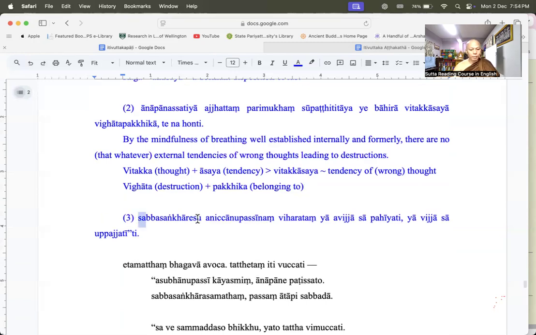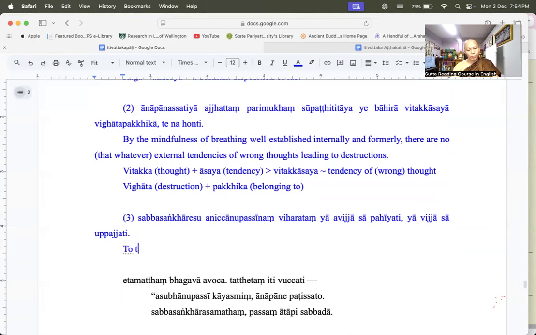And now the last one: Sabba Sankharesu Aniccanupassi Viharato. That one we have already learned. So to those who dwell contemplating impermanence on all conditioned things, what happened?